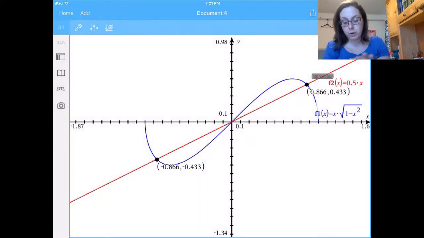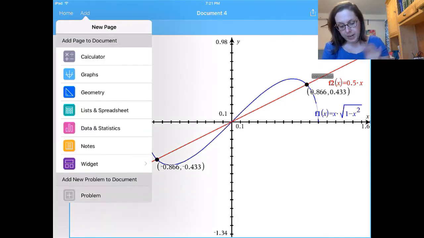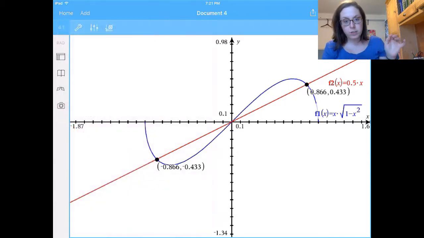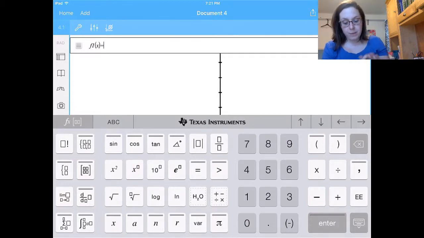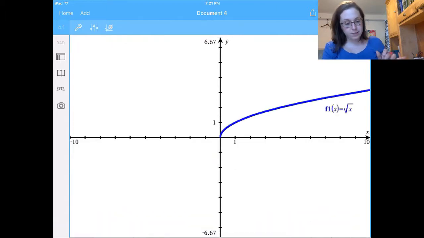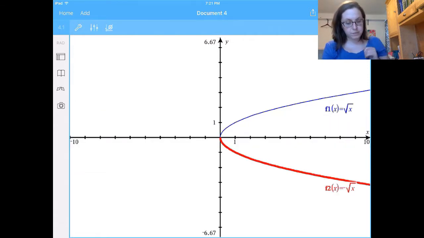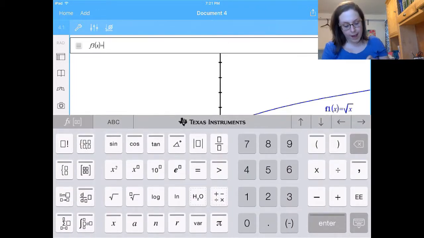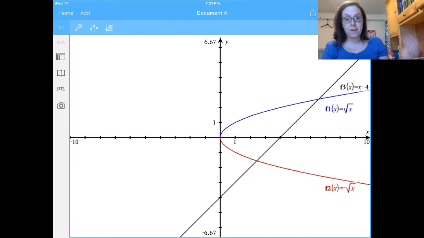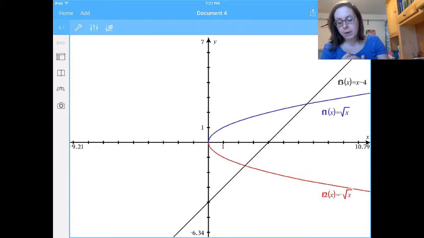I'm going to assume you guys can do this, but again, you would just throw these into your graphing calculator. So my first one was y squared, so I can do square root x and negative square root x. So there's positive square root x. Here is negative square root x. So that gives me x equals y squared. And then I can do y equals x minus 4. And I would just find the intersections there. And I would want to pick my y values.